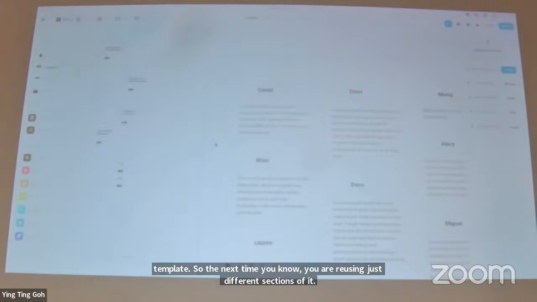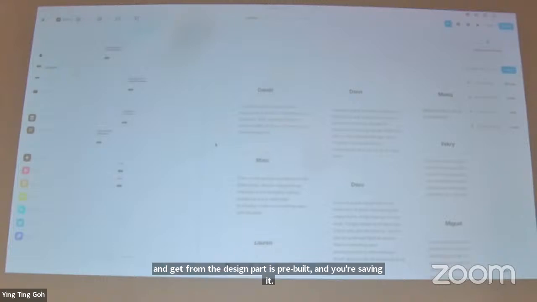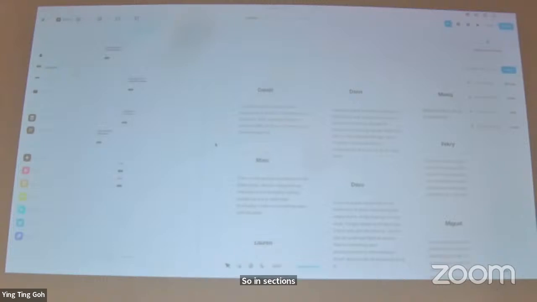So if you already have a brand website, you can just save sections of that brand website on the back end. So all you need to do is populate it with the content that you get from ChatGPT. Because the design part is pre-built and you're saving it. So in Framer, you're either accessing it as sections, or maybe in your website, you're accessing it as pre-built templates for you.